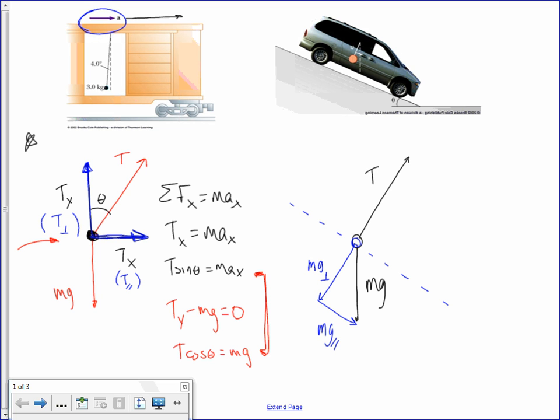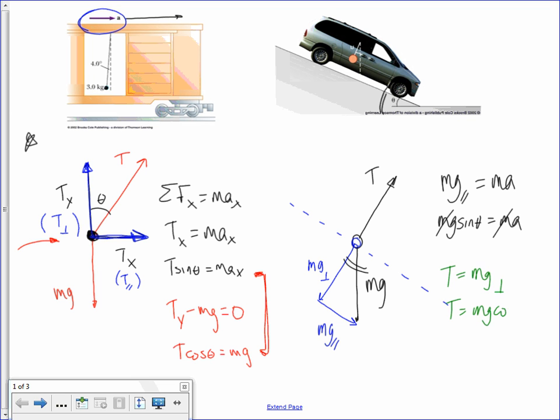So since T is already perpendicular to the direction of acceleration, don't monkey with it. Monkey with the force that is not parallel or perpendicular and break it up into components that are parallel and perpendicular. So here we have mg parallel equals ma. And if this is our angle theta, this is mg sine theta. And then we could say that T is mg perpendicular, or T is mg cosine theta.